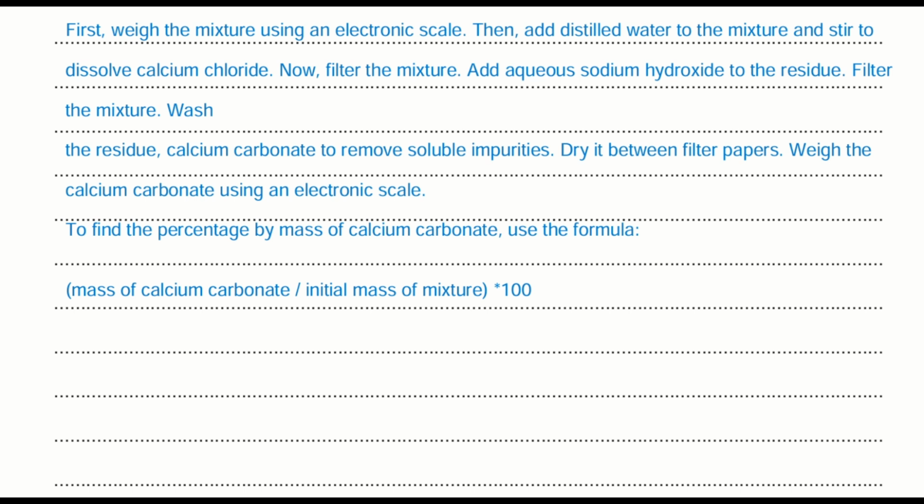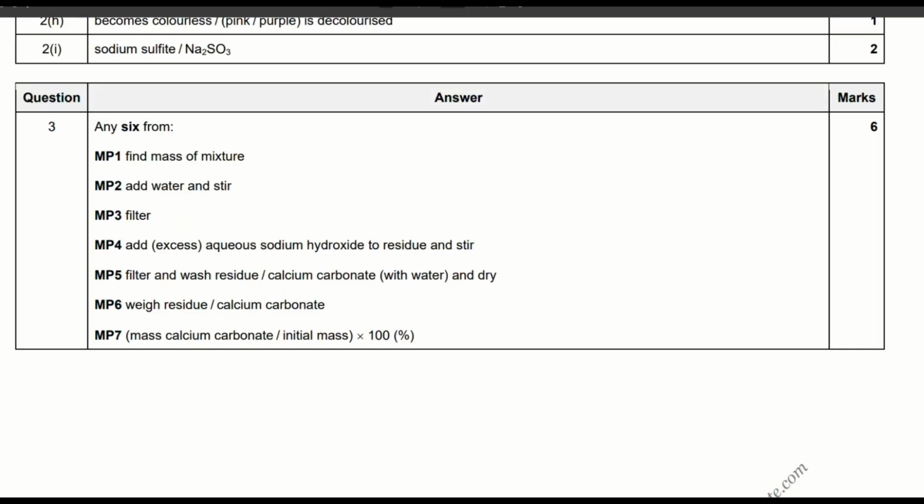To find the percentage by mass of calcium carbonate, use the formula: mass of calcium carbonate divided by initial mass of the mixture times 100. You have to do times 100 to get the percentage. Also, if my layout looks a little wonky, I did make a mistake, and when I fixed it, it gave me this. Here's a mark scheme in case you want to check your answer.